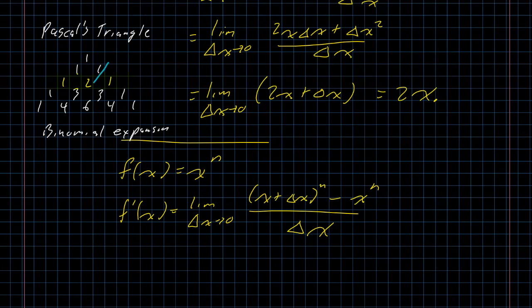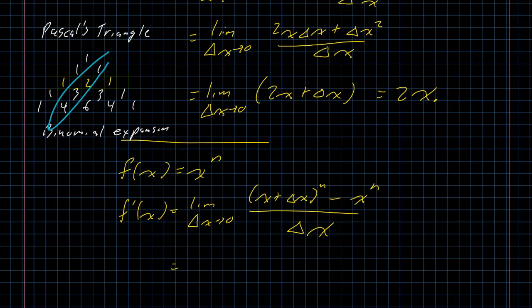One useful property of Pascal's triangle is that this diagonal, which is going to give us the terms that have exactly one factor of delta x, the coefficient is the power. First power 1, second power 2, third power 3, fourth power 4. It will continue onward like that.